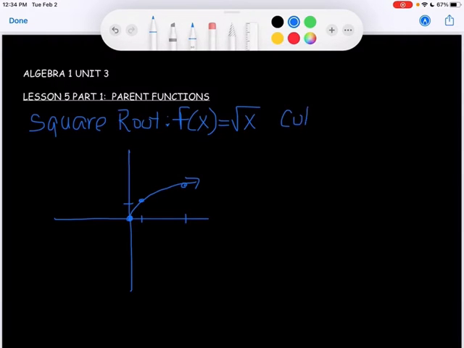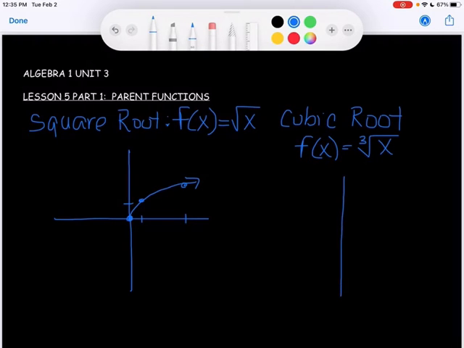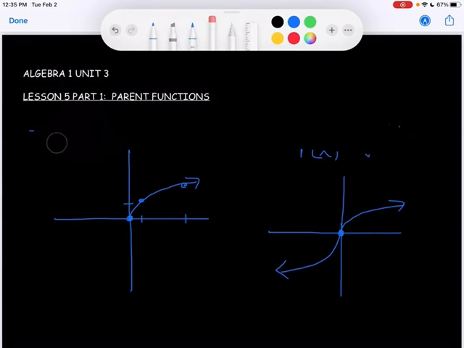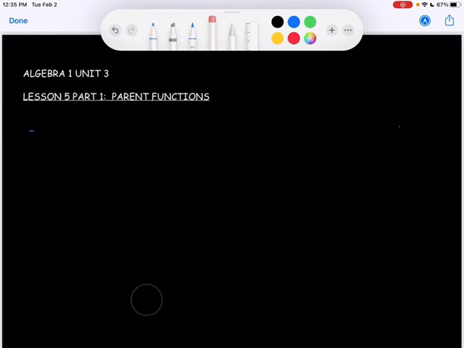Then we have a cubic root function. The cubic root function, the parent function is f of x equals the cube root of x. And this one looks similar to the square root, but it also goes in the opposite direction as well. It's like this. All right, now I want to look at two more. We've got the exponential and the rational parent function.